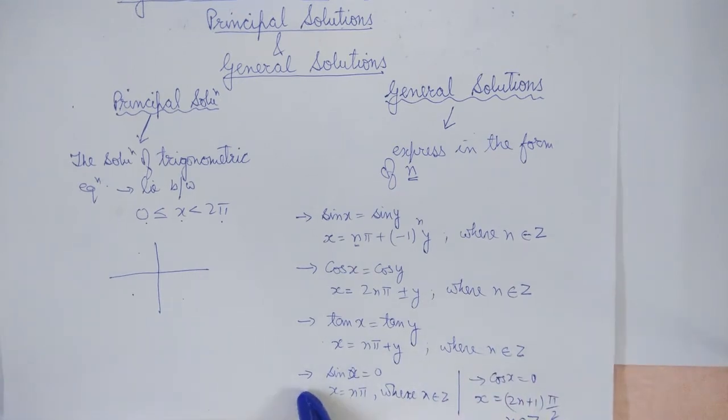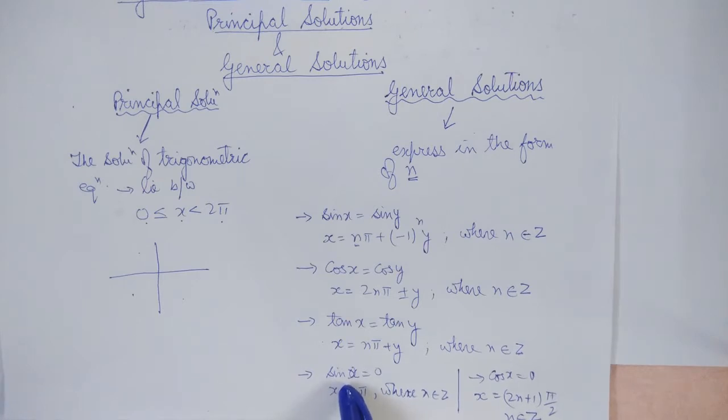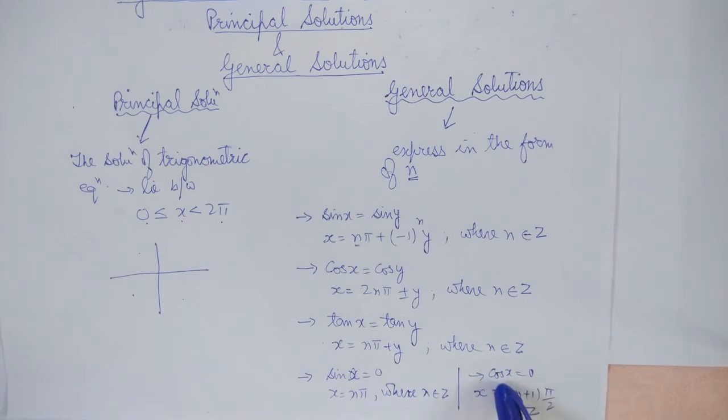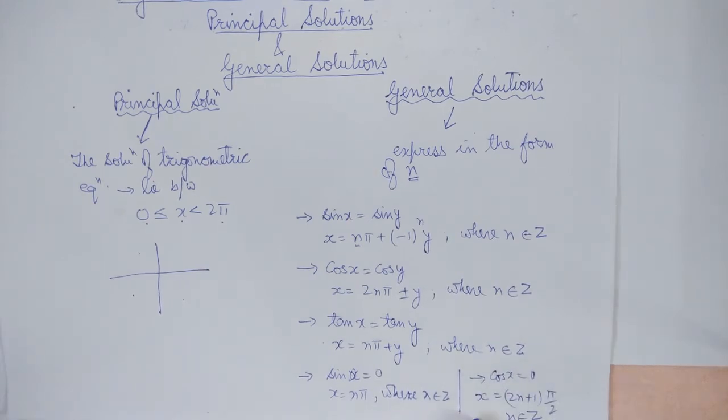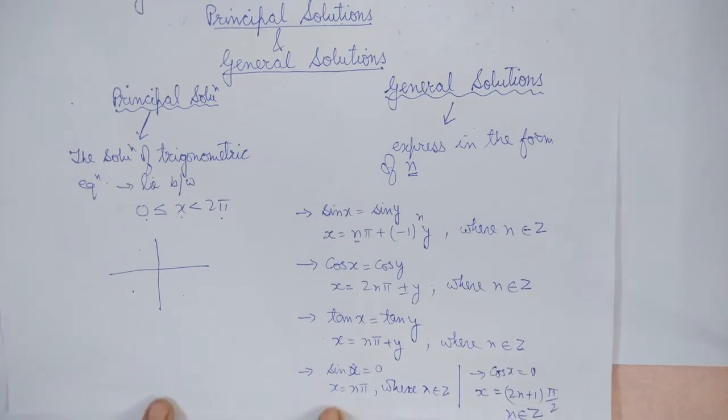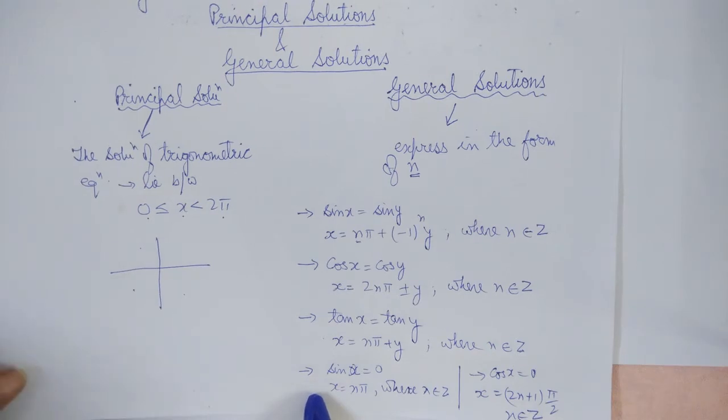If we get the condition sin x equals 0, then x equals n pi, where n belongs to integer. And if we get cos x equals 0, then x equals (2n plus 1) pi by 2, where n belongs to integer. So these conditions you have to remember to do the questions. Now let's go for the questions.